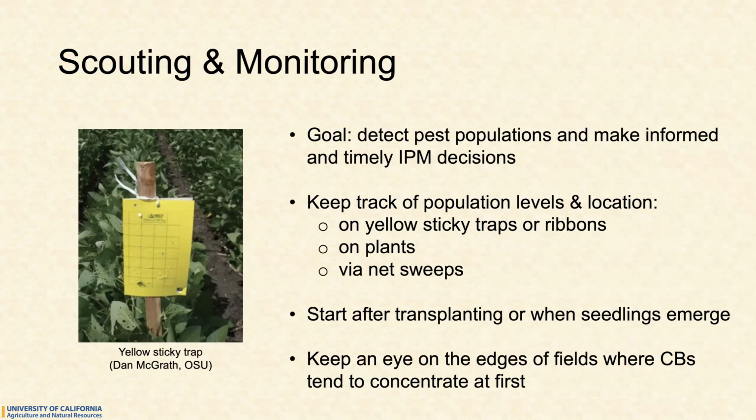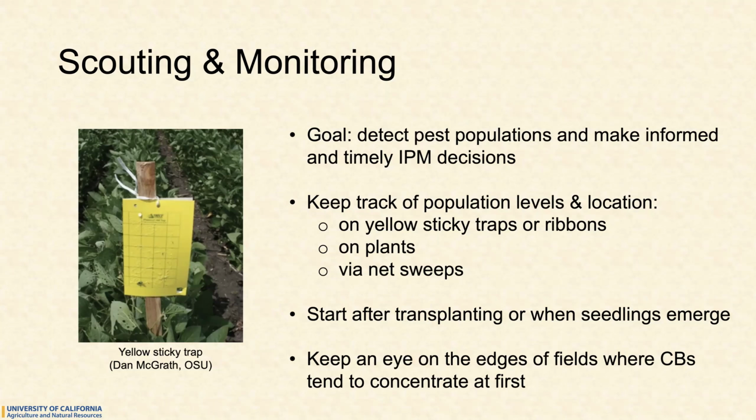And this is a strategy I really want to emphasize, scouting and monitoring. The goal with this is to detect pest populations and make informed and timely IPM decisions. So once you know the pest identification, you say, okay, I'm really confident this is cucumber beetles, it's super important to scout and monitor for them and any other insect pests for that matter. So we want to keep track of population levels and their locations over time.